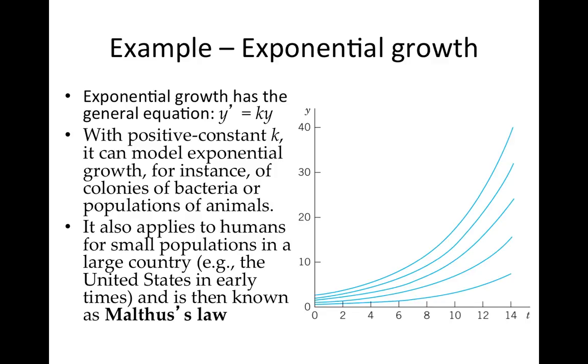If you have small populations in a very large country, then this applies to human population growth, and it's called Malthus's law. This is a very classic human geography and economics example of positive exponential growth. In reality, in a practical situation, positive exponential growth is almost always limited by some limiting factor. For example, if you have colonies of bacteria, eventually the bacteria will run out of food to feed their multiplication, and if there's nothing for the bacteria to consume to grow on, then you no longer have exponential growth.